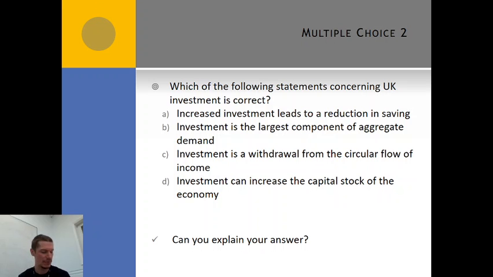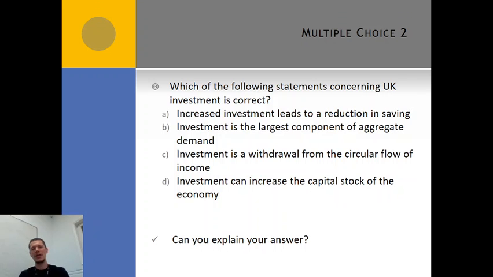Which of the following statements concerning UK investment is correct? Have a read, pause, unpause. Increased investment leads to a reduction in saving, maybe. Investment is the largest component of aggregate demand. No, we know that's consumption. Investment is a withdrawal from a circular flow of income. We haven't done that yet. And we would say that investment actually puts money into the circular flow. Investment can increase the capital stock of the economy.